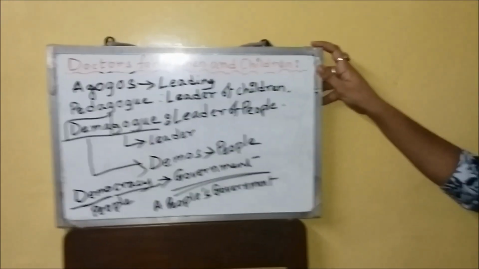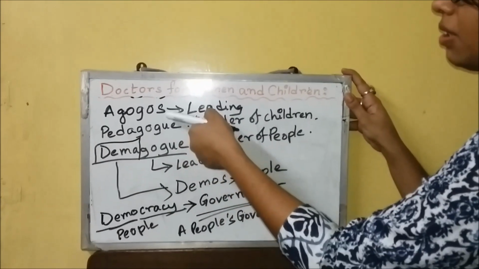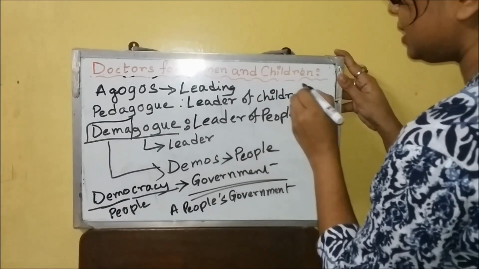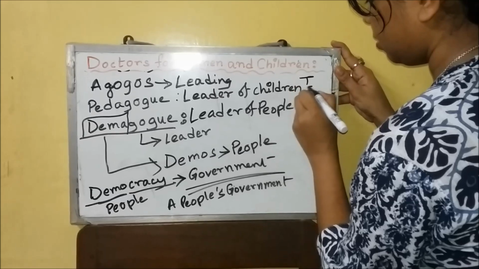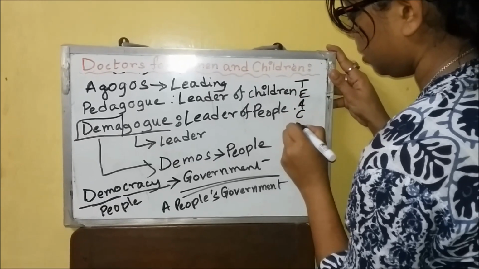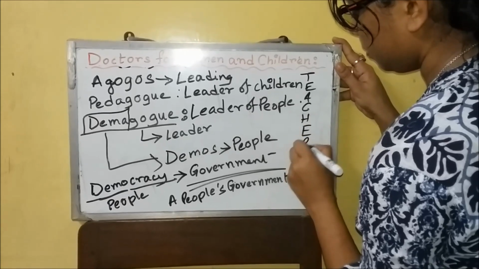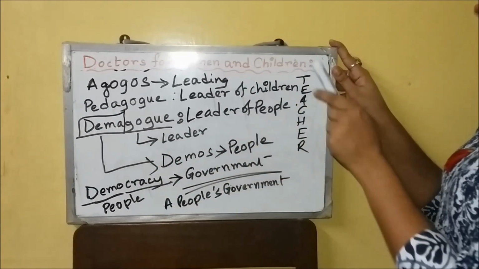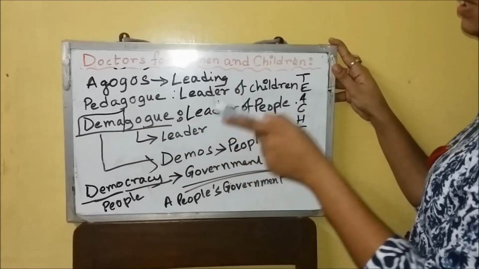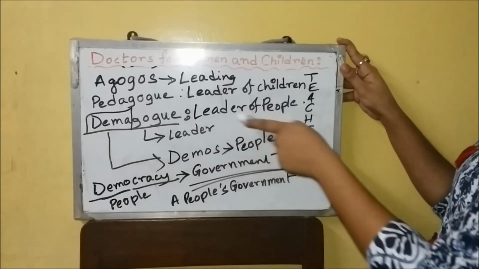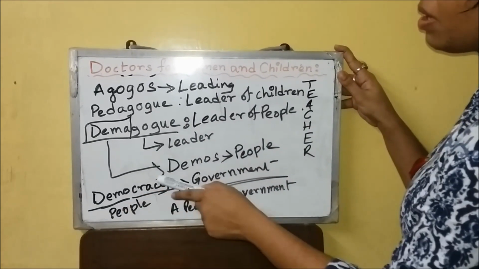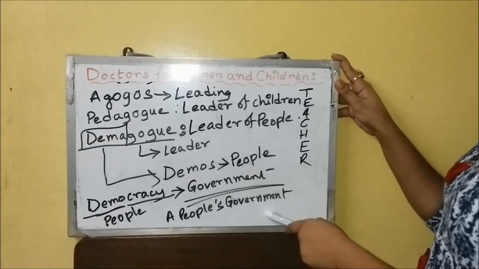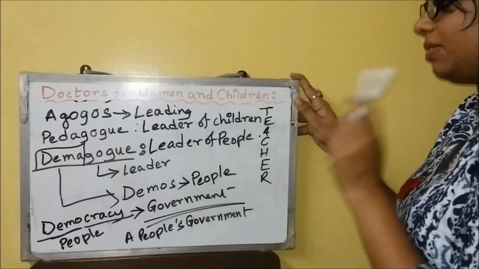is called a democracy. So agogos means leading. Pedagogue means a leader of children or a teacher. Demagogue means leader of people. The word demo means people and gogue means leader. So a demagogue is a leader of people, and in democracy, demo means people and cracy means government. A people's government therefore is known as a democracy.